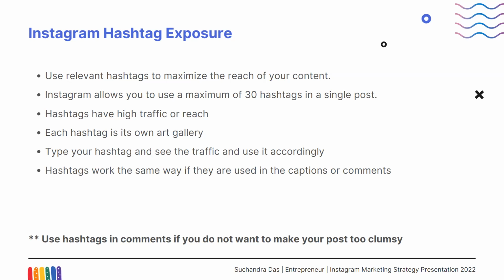multiple profiles, millions of profiles, and they are creating content every day. So there is a huge pool of content. This is how you can segregate your content from another. So use relevant hashtags to maximize the reach of your content. Instagram allows you to use a maximum of 30 hashtags in a single post.